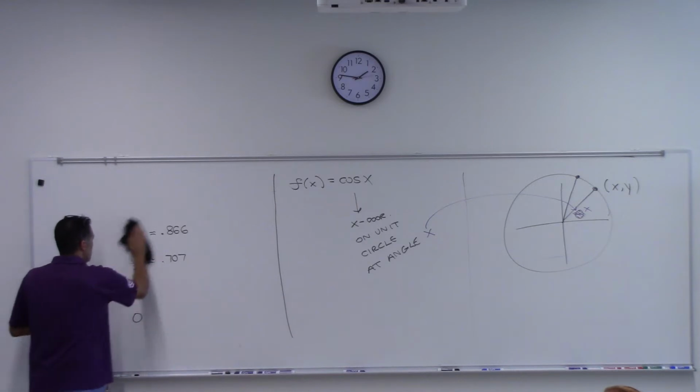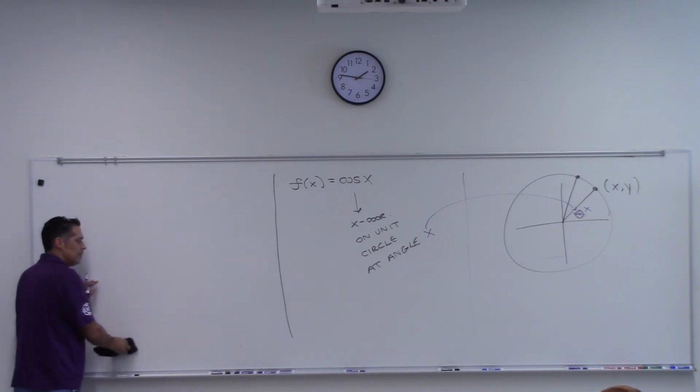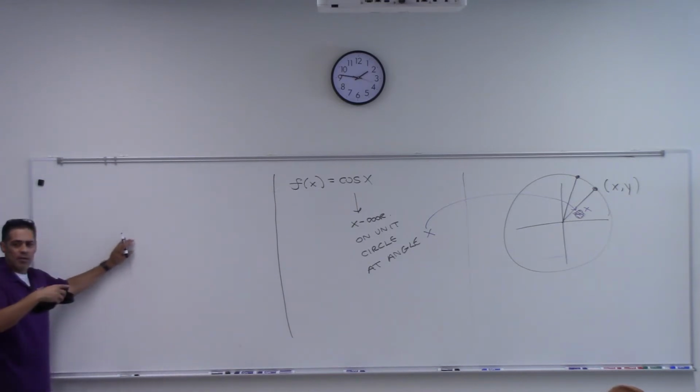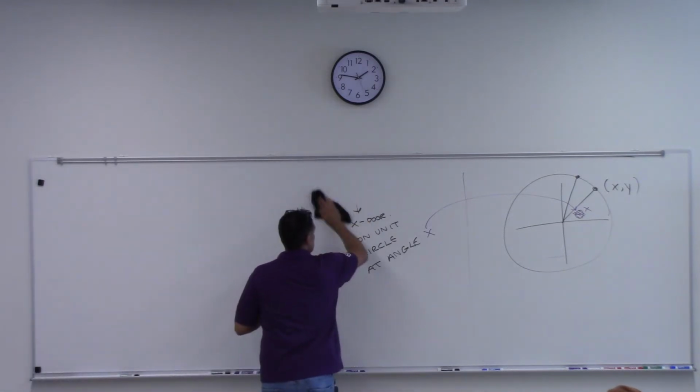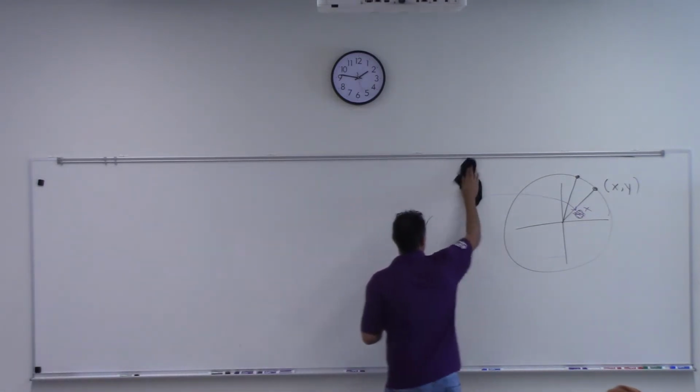Do y'all feel like you understand how the sine and cosine are connected to the unit circle? Do you feel like you've established that in your mind, like the connection? Yeah? Okay, let me see if you can figure this one out.